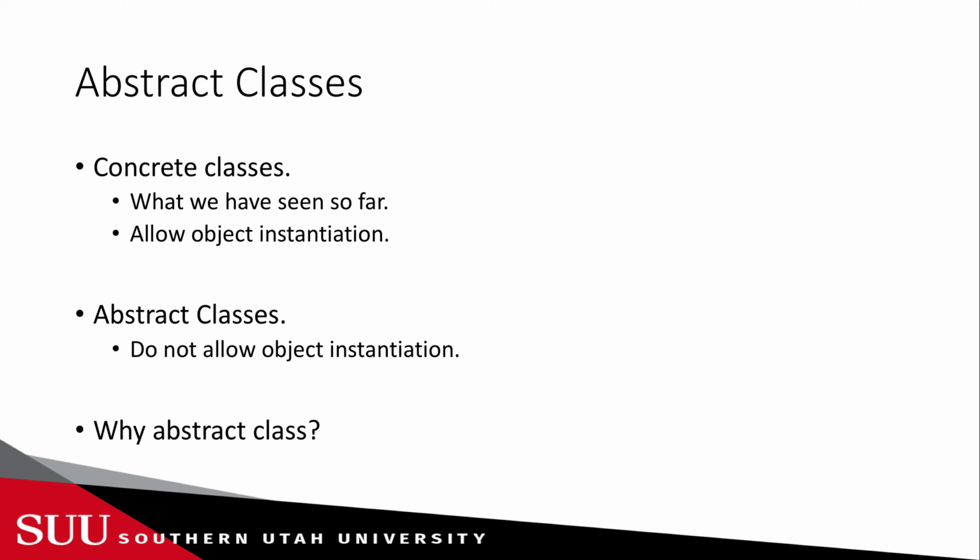Now, before talking about abstract classes, what we have seen so far are all what we call concrete classes, which will allow object instantiation. In other words, you can create an object out of a concrete class. So if I have a class that's called student, I can create an object of type student, and so on. Abstract classes, on the other hand, will not allow object instantiation. So why do we need them then? Why would I have a class that's not going to allow me to create an object?